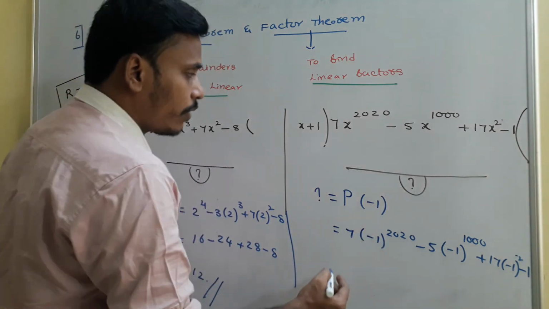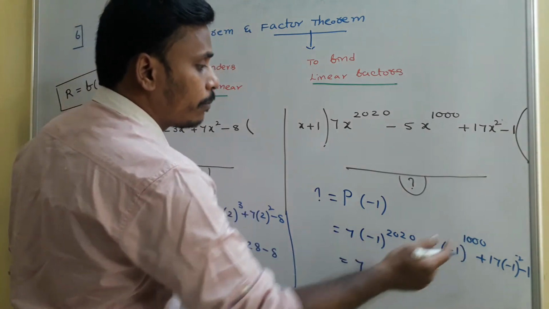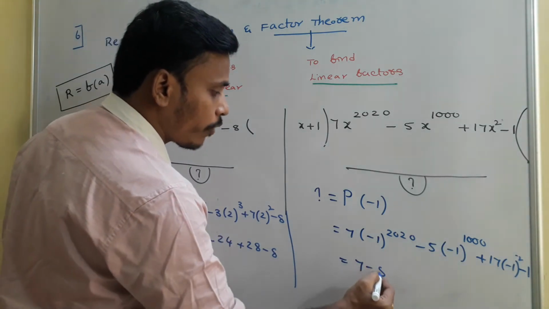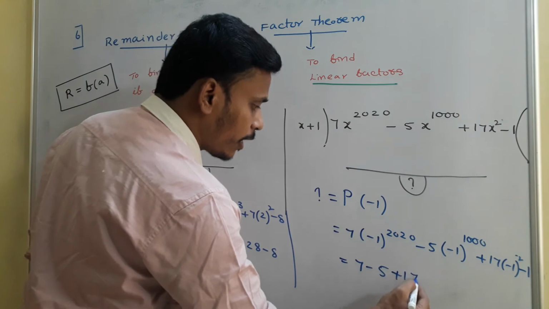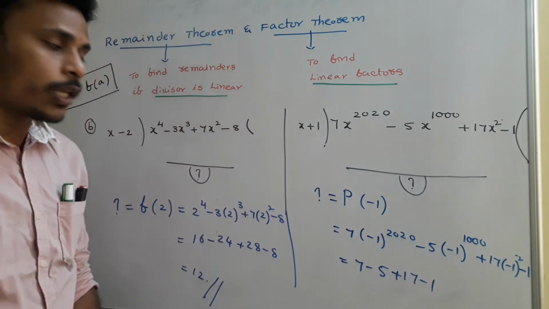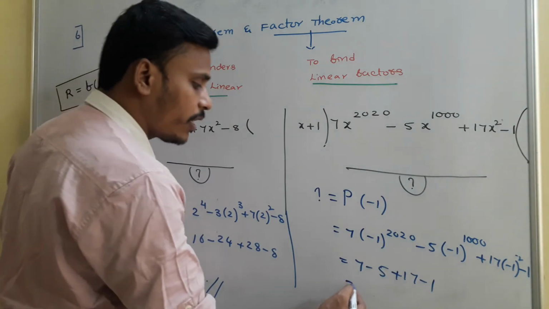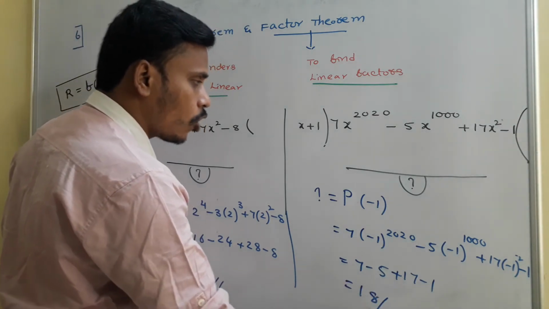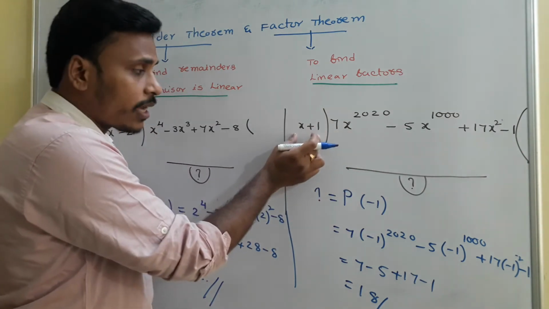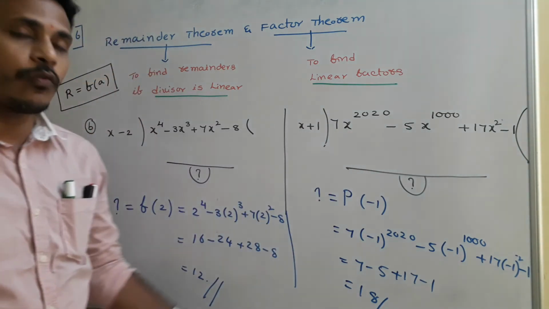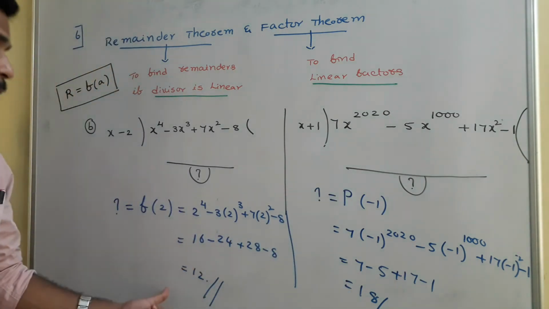Minus 1 to the power even number is 1. So 7. Minus 1 to the power even number is 1. So minus 5. Minus 1 square is again 1. So directly plus 17 minus 1. So when you observe, 5 and 1 is 6, 7 minus 6 is 1, 1 plus 17 is 18. So when you divide this dividend polynomial with the divisor x plus 1, at the end you are left with the remainder 18. So in this case the remainder is 18, and in the previous case the remainder is 12.